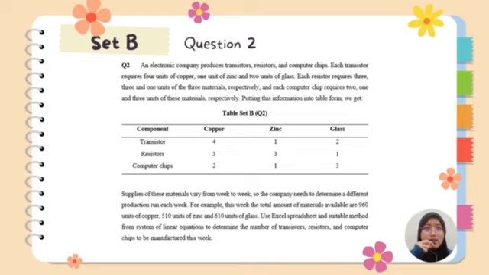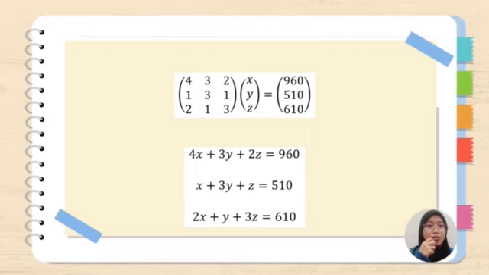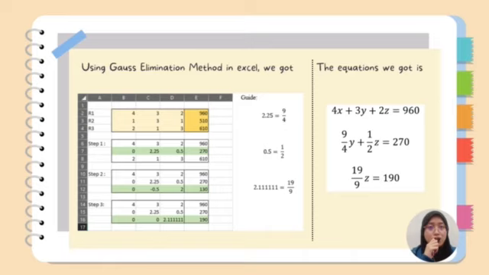For set B, we choose to answer question 2. In this question, we need to use an Excel spreadsheet and a suitable method from systems of linear equations to determine the number of transistors, resistors and computer chips to be manufactured this week. For the solution, we take the numbers from the question and put them into matrix form.